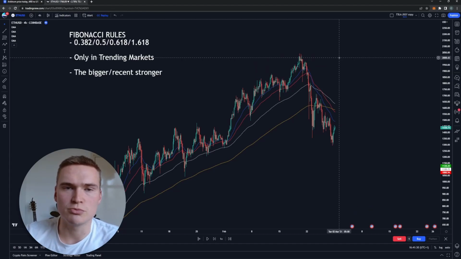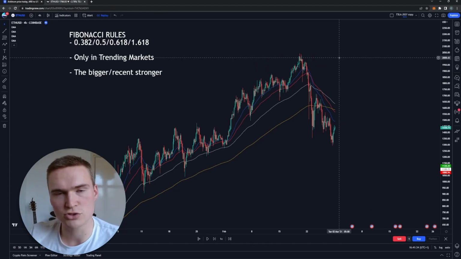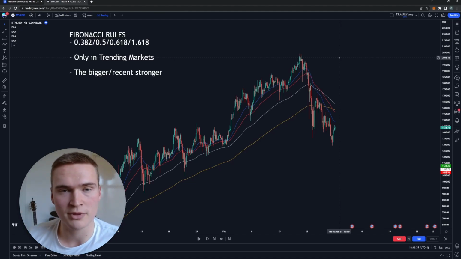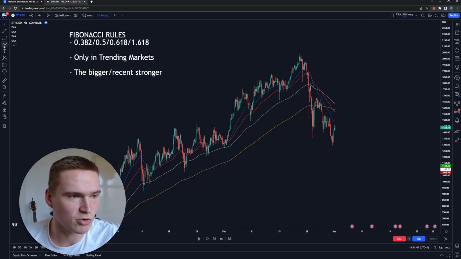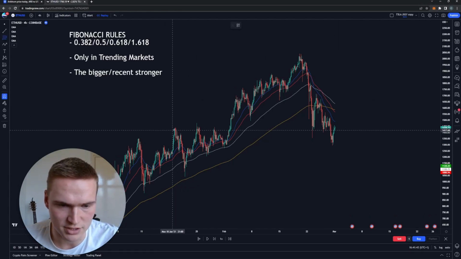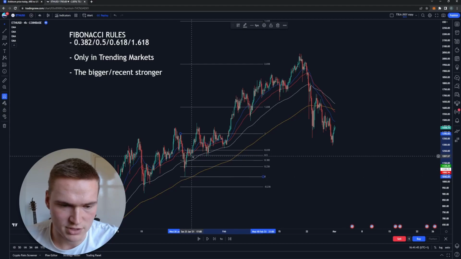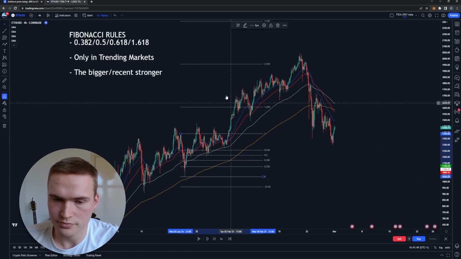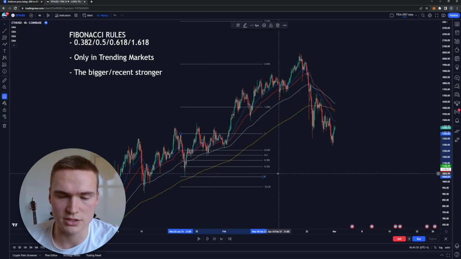And the bigger, the more recent, the stronger. If you have a huge move for Ethereum, so for example from the top at 4,000 down to 1,000, then the Fibonacci all the way from that top to the bottom is stronger than if you just have a small fib like this here, for example. This is a small fib. You can see that we did not even respect it that much. So the bigger, the stronger, and the more recent, the stronger as well.